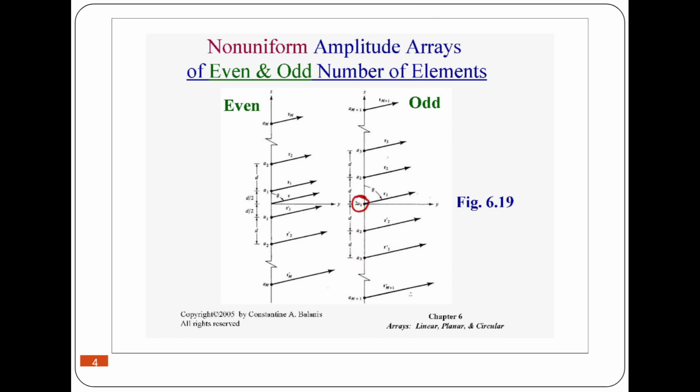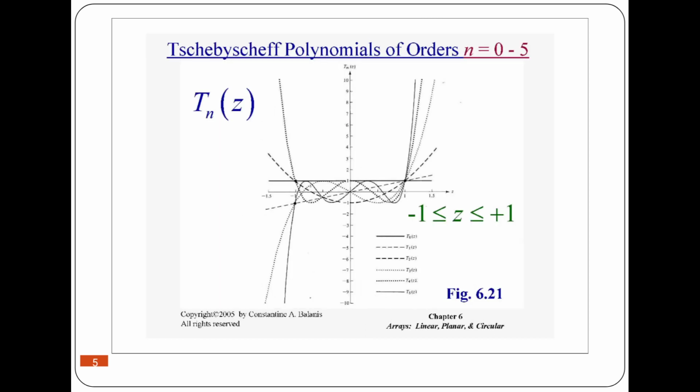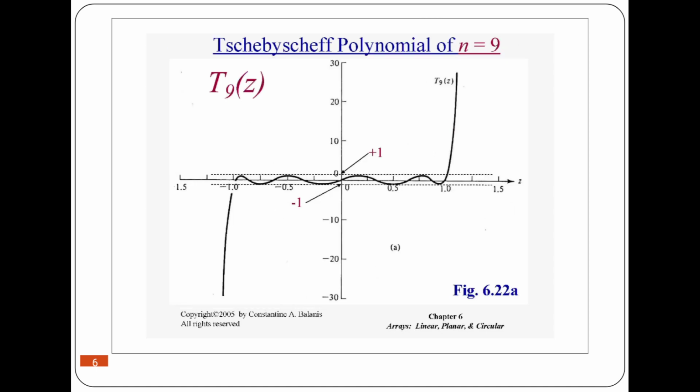A non-uniform amplitude array can have an even or odd number of elements. So if you take an even number, you will take the value of constant. For an odd number, you will take both linear array as well as non-linear array. Tschebyscheff polynomial of order n, with n equal to 0 to pi, and its value of z ranges from -1 to +1. So based upon this, you will consider both polynomials with respect to both the axes.